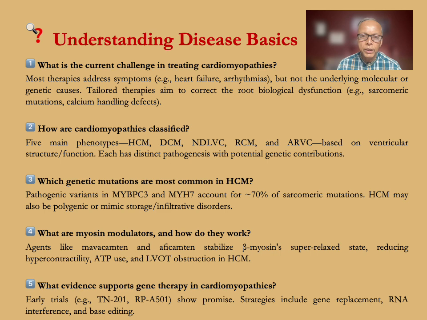What are myosin modulators and how do they work? Agents like mavacamten and aficamten stabilize beta-myosin's super relaxed state, reducing hypercontractility, ATP use, and LVOT obstruction in hypertrophic cardiomyopathies.